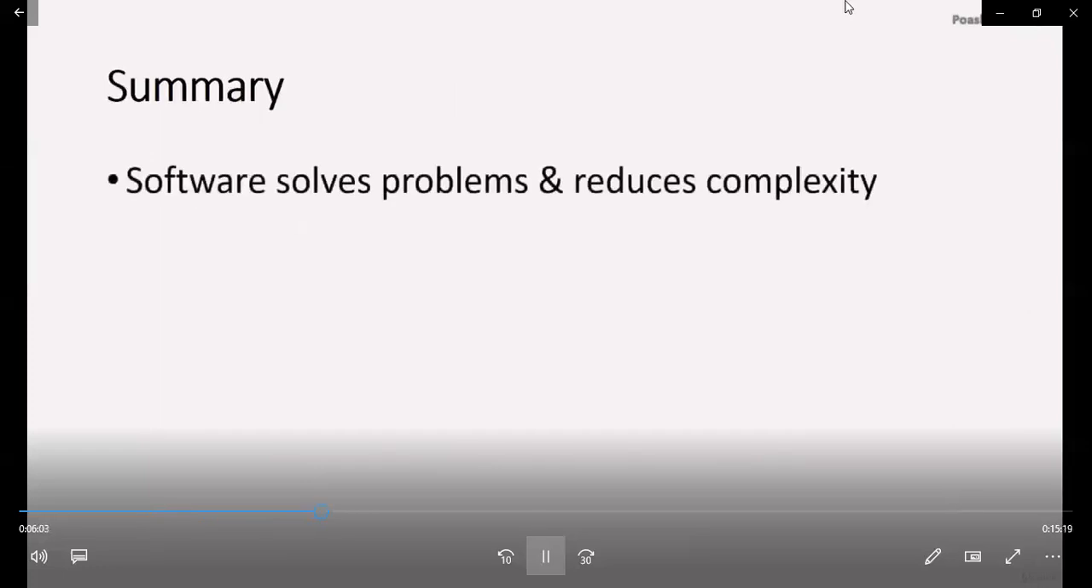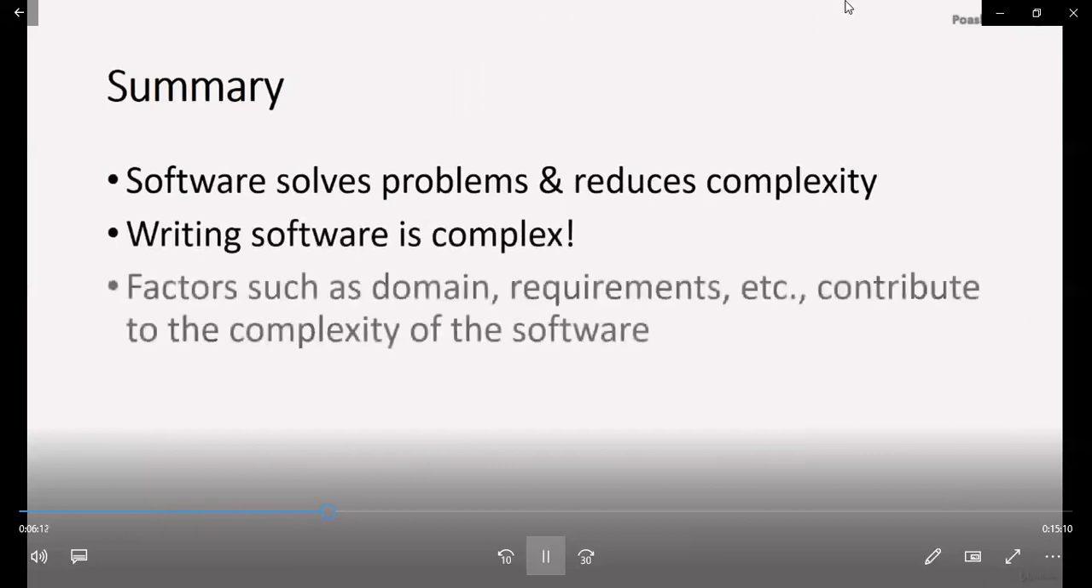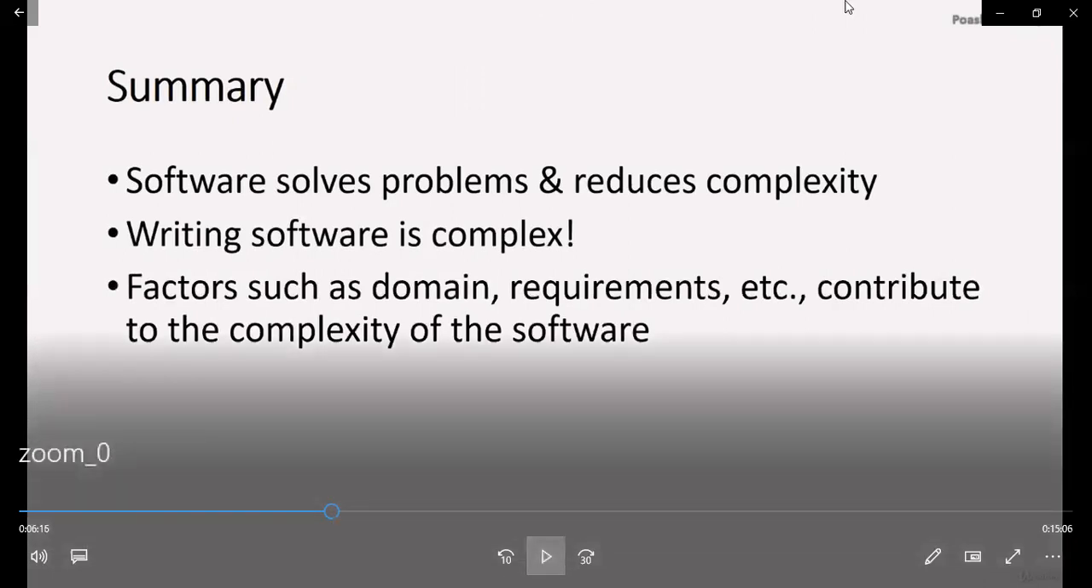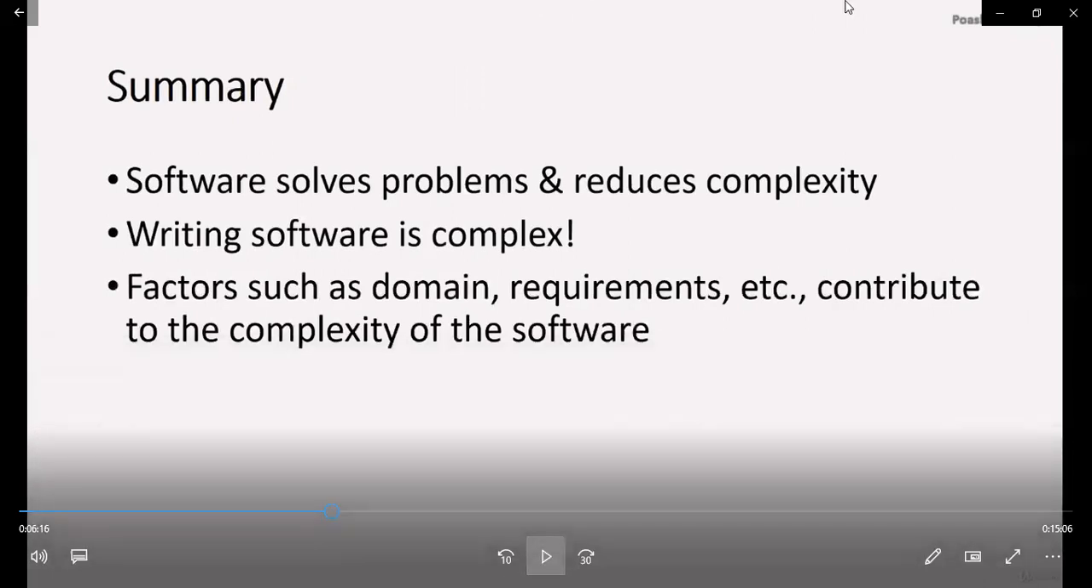So I have explained some common reasons for the complexity of software. Let's quickly summarize what we have talked about. Software is used to solve problems, and it reduces complexity, but writing the software itself is complex. The reasons for the complexity of software are factors such as the complexity of the domain, the changing nature of the requirements, or the unpredictability of the software. So in the next video, we want to talk about how to reduce the complexity of the software.